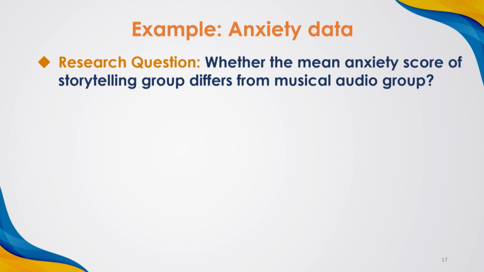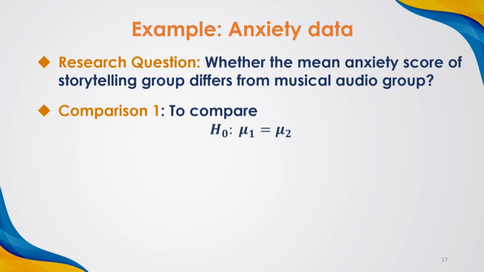Let us consider the first difference, that is, we wanted to know whether the mean ANSITI score of the storytelling group differs from the musical audio group. So, the research question can be put into the hypothesis format, that is H0: mu1 is equal to mu2 versus H1: mu1 not equal to mu2. Basically, we are going to test whether the mean ANSITI score of the storytelling group is equal to the mean of the musical audio group, or whether it is not equal to the musical audio group.